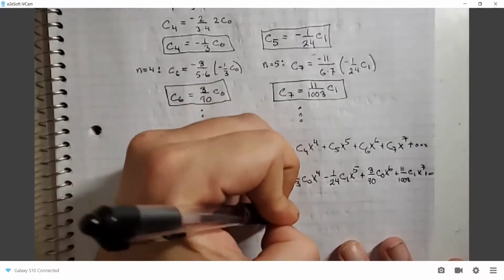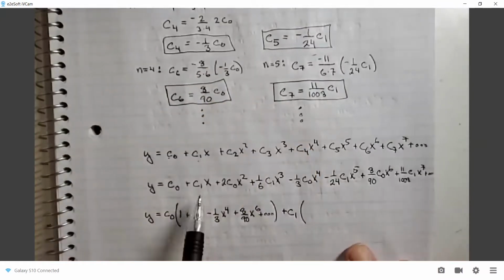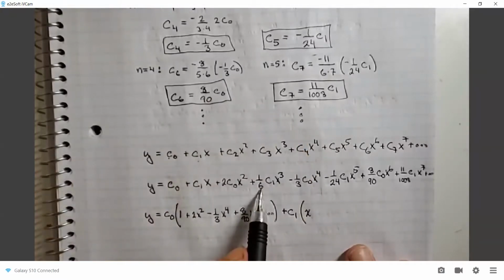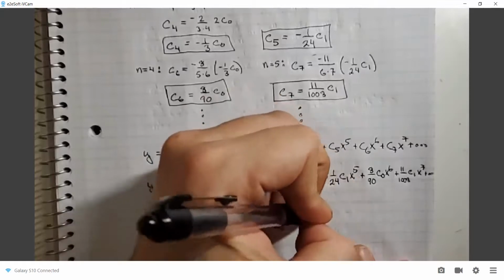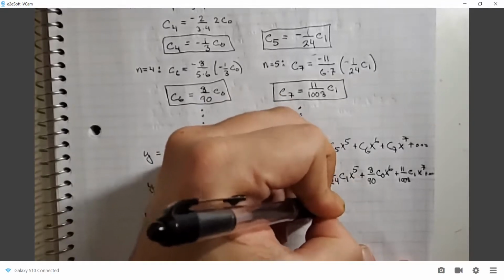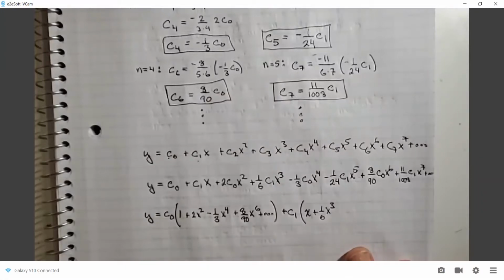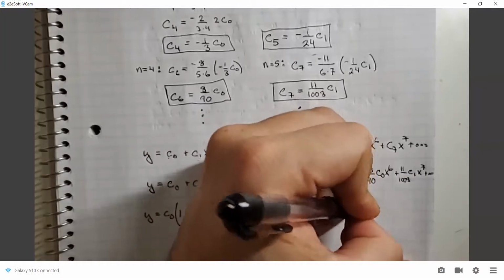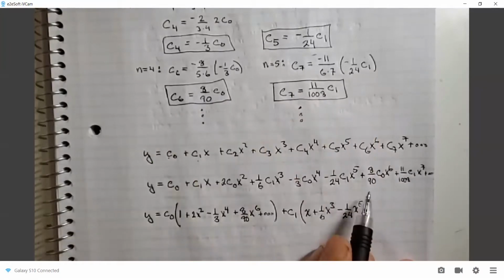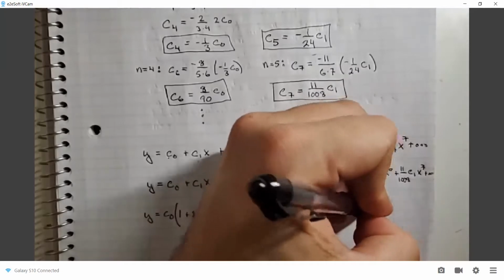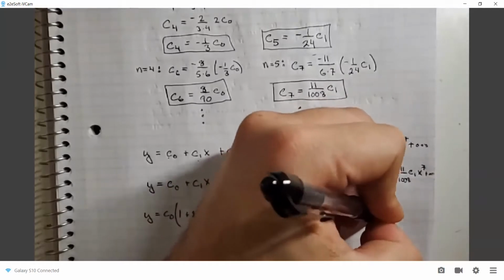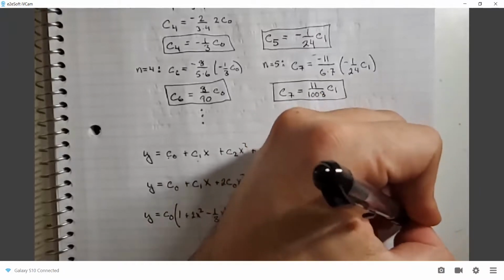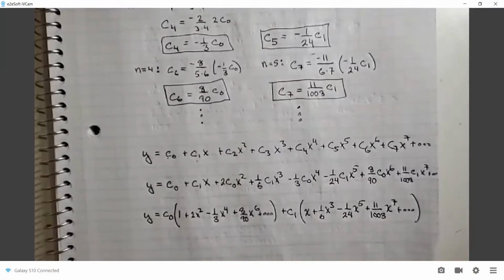And then we group all the C1s together. So we got an x there, and then we got plus 1/6 x cubed, and then minus 1/24 x to the fifth, and then plus 11/1008 x to the seventh, plus whatever else comes later, which I can in principle figure out via the recursion formula.